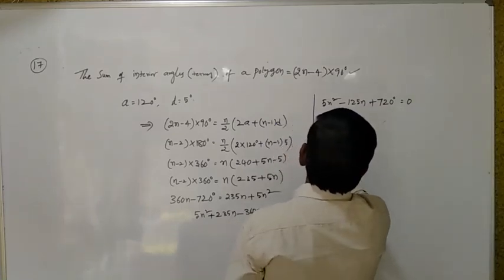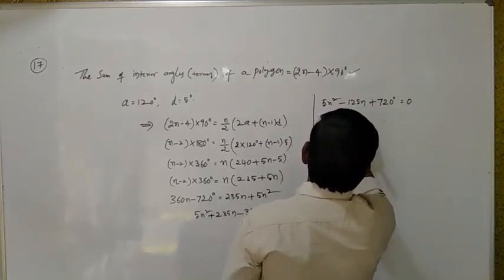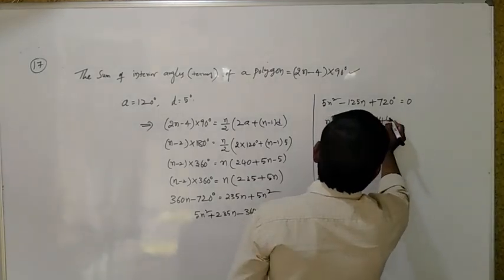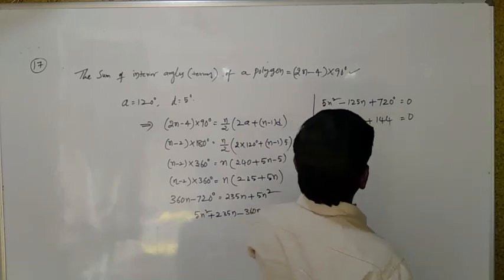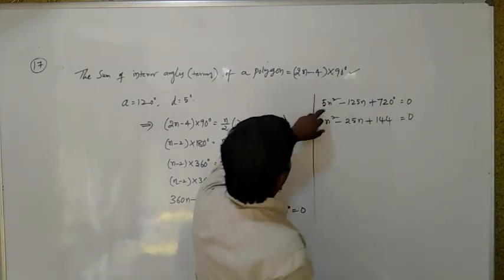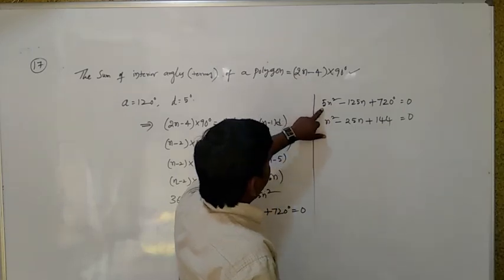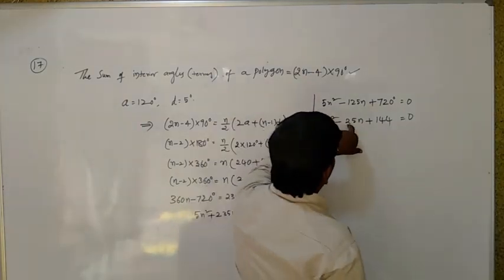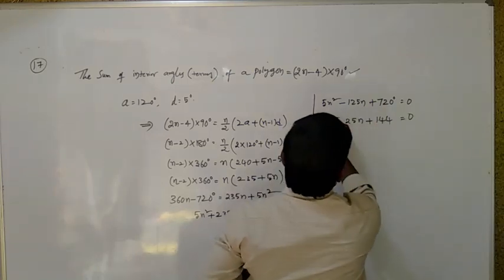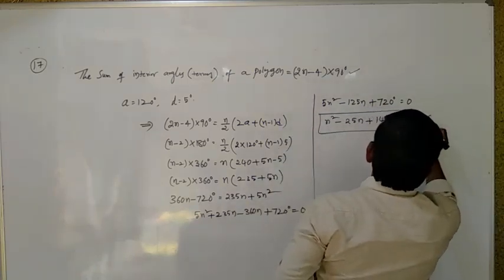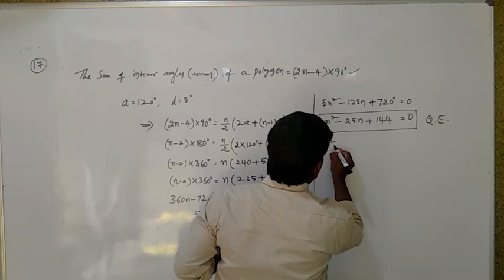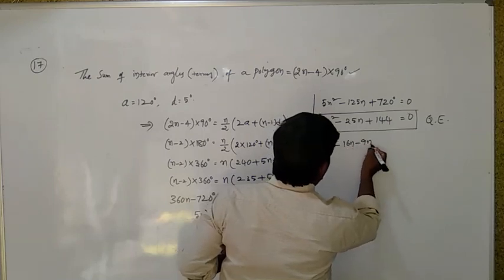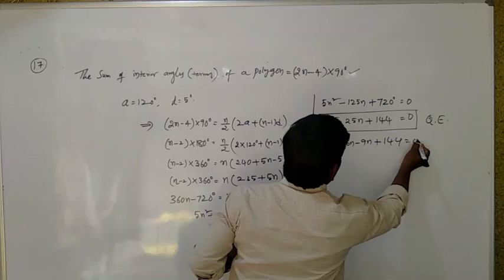5 table, n square minus 25n plus 144. Take 5 as a common factor. Here n square minus 25n plus 144. So it is a quadratic equation, and the middle term split as n square minus 16n minus 9n plus 144 equal to 0.